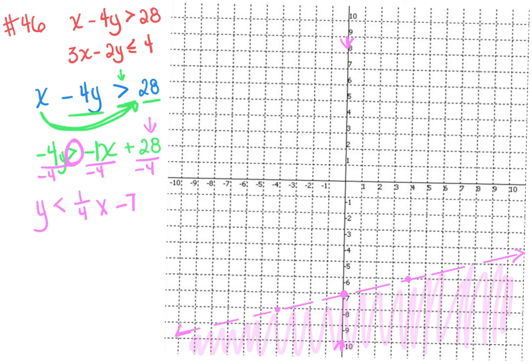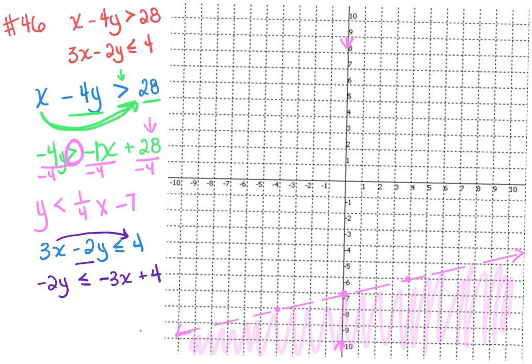Let's look at my second one. My second one is 3x minus 2y is less than or equal to 4. I'm going to do exactly the same process, all right? I'm going to move my x over. The -2y will stay the same. Less than or equal to will stay the same. Because I moved my 3x over, it becomes -3x. And that +4 stays the same.